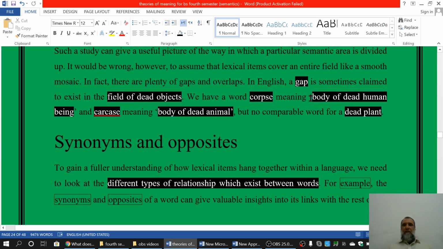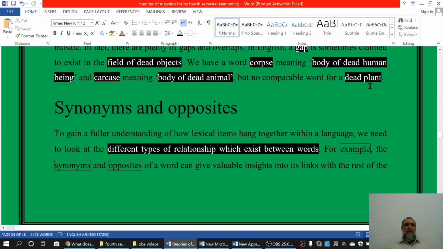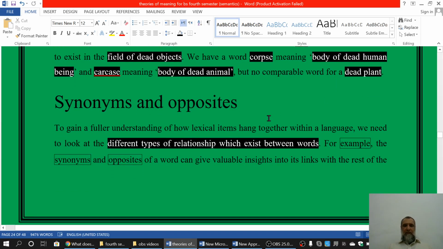तो हमारे पास डेड बॉडी ऑफ ह्यूमन बीइंग के लिए कॉर्प्स लफ्ज है और बॉडी ऑफ डेड एनिमल के लिए केयरकेस लफ्ज है. ये एक ही सेमेंटिक फील्ड में है, लेकिन डेड प्लांट के लिए हमारे पास एक लफ्ज नहीं है.